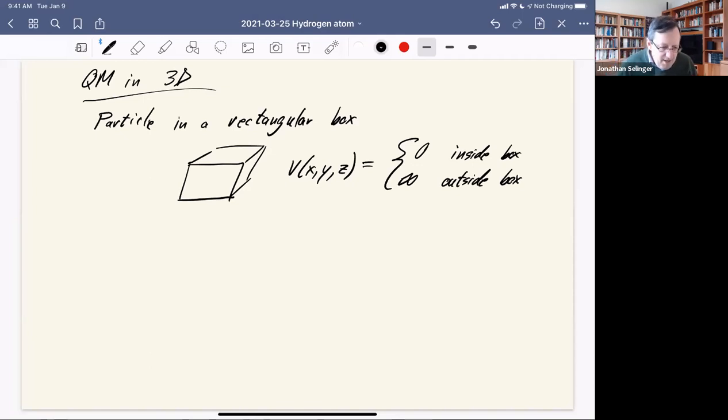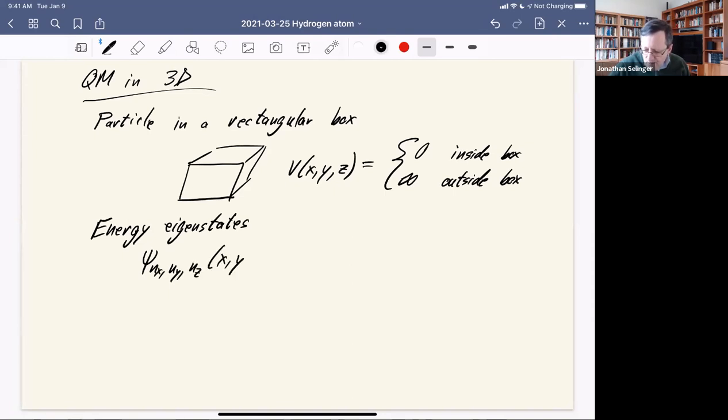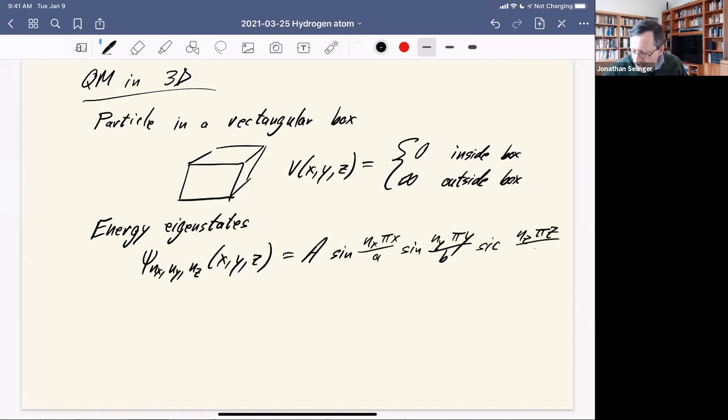Right, and then just to remind you, what we found was a wave function, or equivalently, we found the energy eigenstates, which are characterized by three numbers, n sub x, n sub y, and n sub z. And that is your coefficient times a sine of n_x pi x over a, sine n_y pi y over b, and the sine of n_z pi z over c, where a, b, and c are the box sizes in the x, y, and z directions.